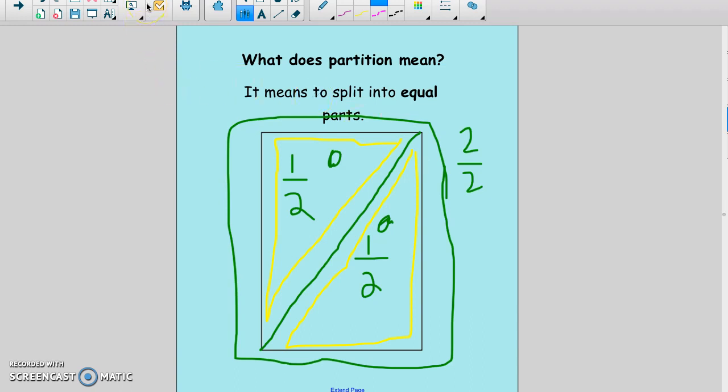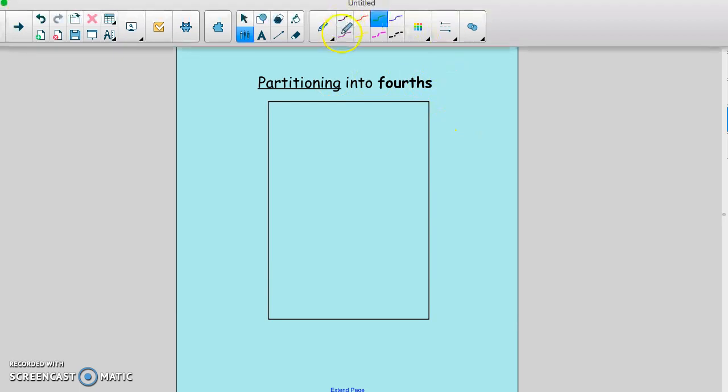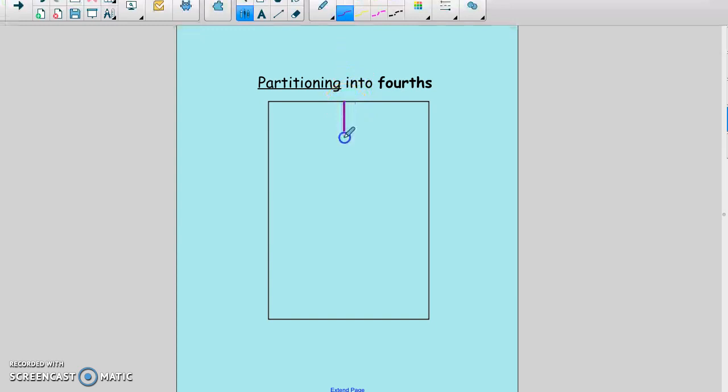So now that we've split into halves, I'm going to show you one more way that we can partition this rectangle evenly, and that's into fourths. So we're going to split it into 4 parts. And the first thing I'm going to do is make a vertical line down the center of my rectangle, and I just created halves, remember? 1/2 over here and 1/2 over here. But instead of stopping this time, I'm going to also cut my figure in half horizontally.